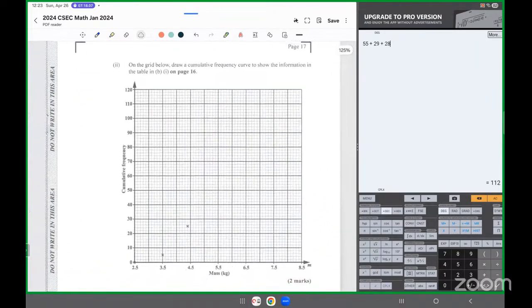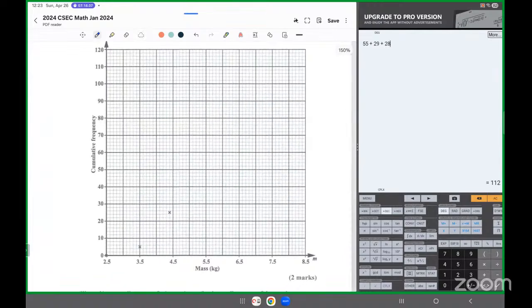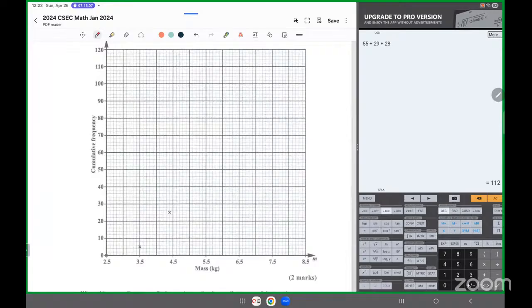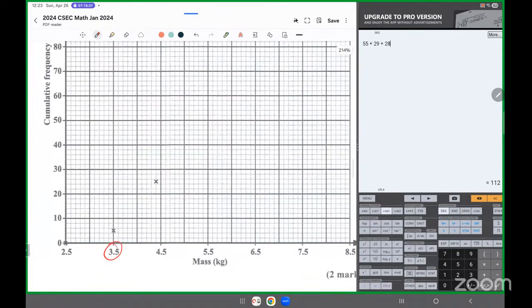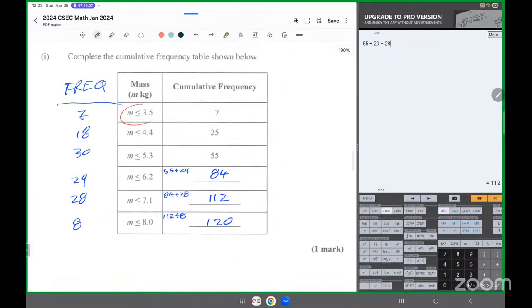Then it says, on the grid below, draw a cumulative frequency curve to show the information in the table. They've actually started some of the points for us already. We need to put in the other points. Let's put them on in red. Notice they are putting on those upper boundary values: less than or equal to 3.5 is 7, then less than or equal to 3.4 is 25. They give those already for us.